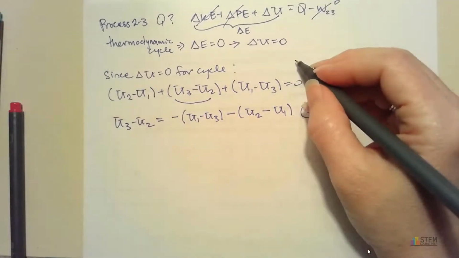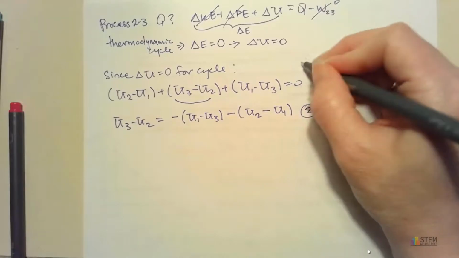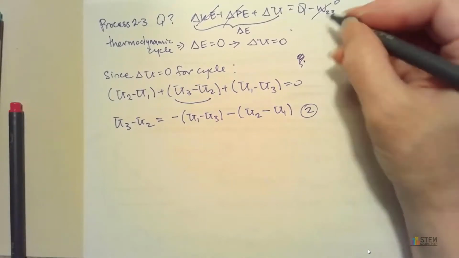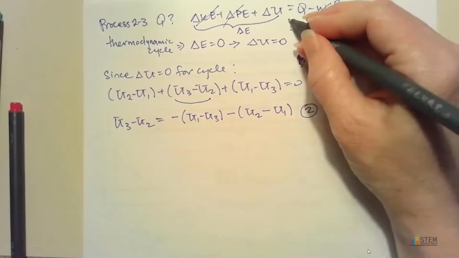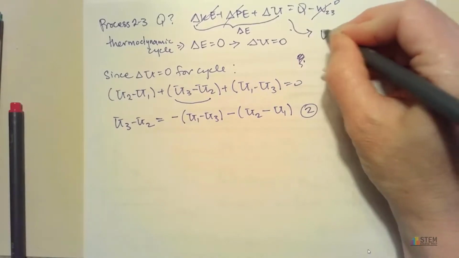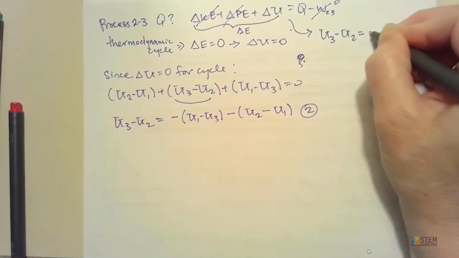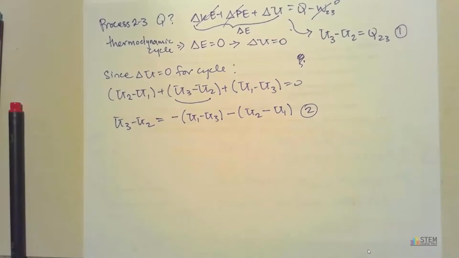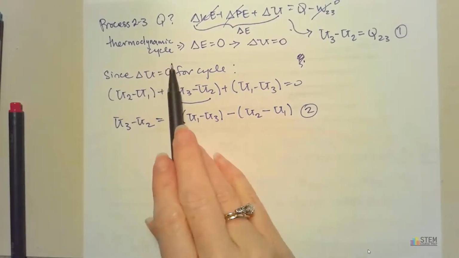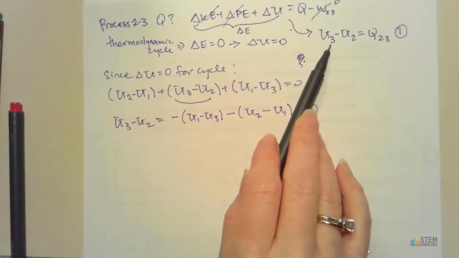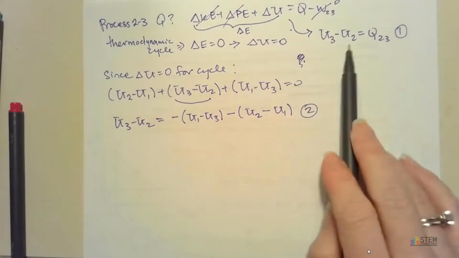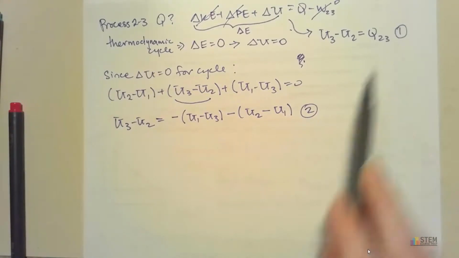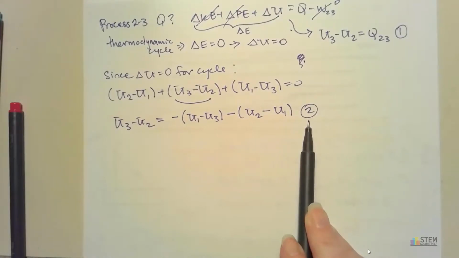So let's go back. I hate doing this to you guys. Let's go back up to here. We know delta U is equal to Q. So that means U3 minus U2 has to equal Q23. Let's call that equation 1. I forgot to write that down earlier. I got too excited about the thermodynamic cycle and totally forgot about this key detail. So this difference in internal energies is going to give us Q for 2, 3. That's equation 1, and this down here is going to be equation 2.